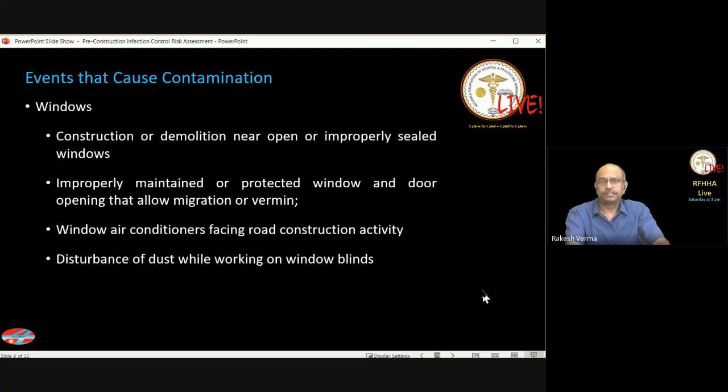A disturbance of dust while working on the window blinds. Well, this is a routine maintenance activity, and the dust that is generated is something that needs to be controlled. So the method typically is to use a vacuum cleaner so that you don't unsettle the dust too much.